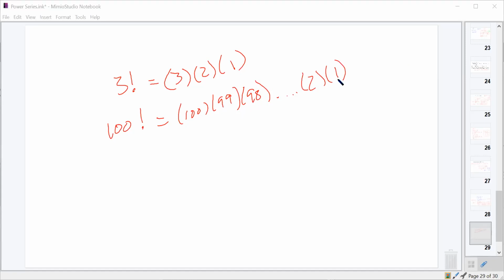That's factorial. Seen that before sometime in your life, maybe. 3 factorial is 6, right? 4 factorial is 24. 5 factorial is 120. Just multiply 5 times 4 times 3 times 2 times 1, you got 5 factorial. Okay, that's factorial, important.